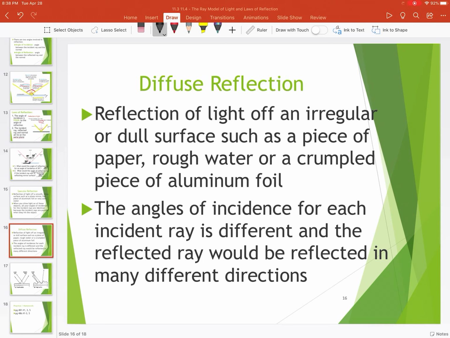diffuse reflection is going to happen off of an irregular or dull surface, a piece of paper, crumpled aluminum foil, rough water. As a result, you're not going to get those parallel angles of incidence, and the reflected rays are going to bounce off in many different directions.